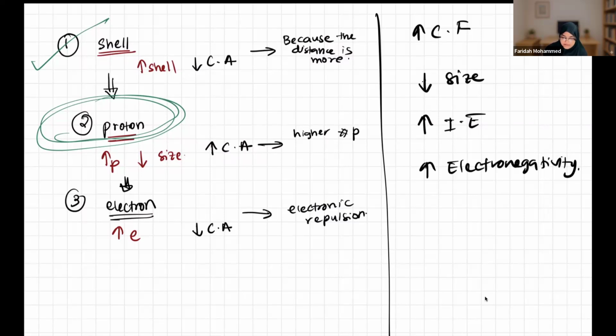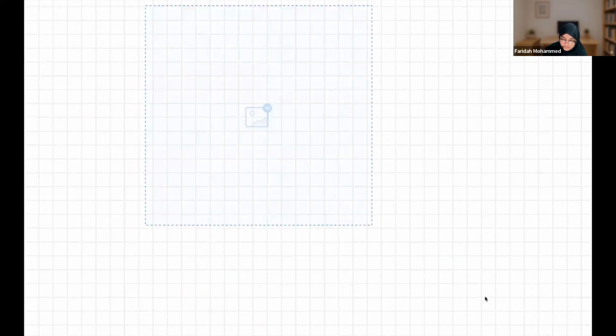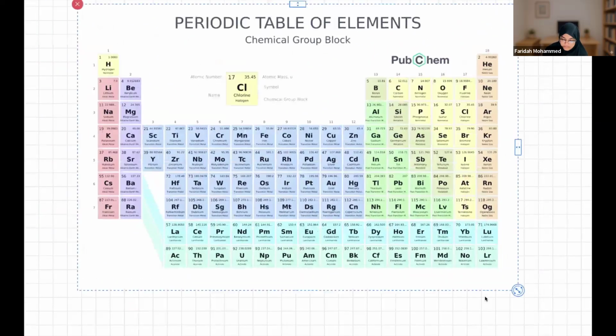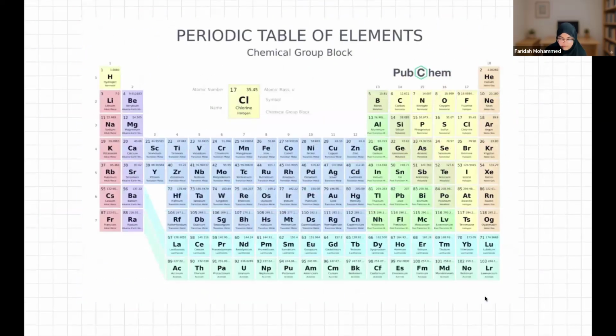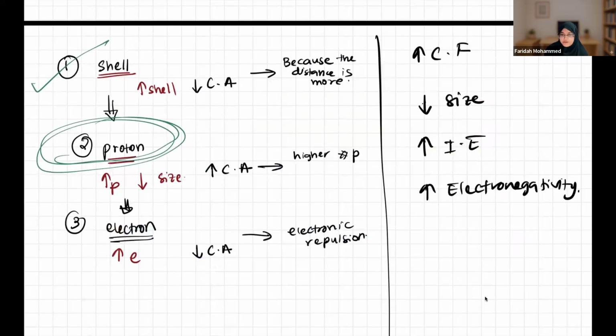Okay, now let's test it out. Which one has higher ionization energy, sodium or magnesium? That's the question. And try to answer it based on this page. Make sure to write your reasoning and why and put it in the chat box.